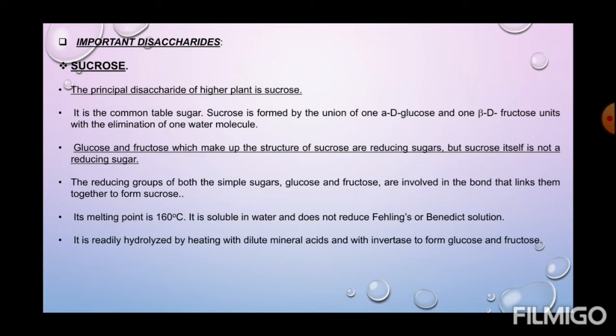Now, glucose and fructose, which make up the structure of sucrose, are reducing sugars. But sucrose itself is not a reducing sugar. What is a reducing sugar? A sugar that is not reducing cannot reduce Tollens reagent or Fehling solution. A reducing sugar will give a positive test with the Tollens reagent and also the Fehling solution. So, sucrose itself is not a reducing sugar. Its melting point is 160 degrees centigrade. It is soluble in water and it is dextrorotatory in nature.